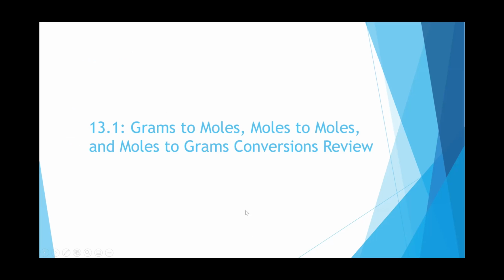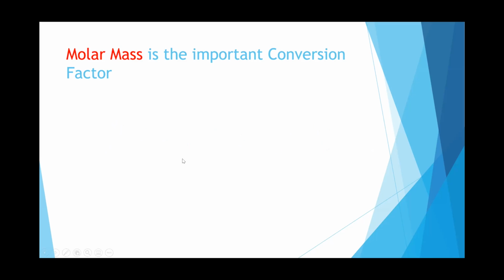So let's start off with reviewing grams to moles, moles to moles, and moles to gram conversions. So these are like the 3 baby steps that entail the next topic, which is grams to grams. Grams to grams conversion requires all 3 of these conversion techniques. So I would like to emphasize that molar mass is the important conversion factor in any stoichiometry problem. To remind you what molar mass is, it's the sum of the masses on the periodic table.